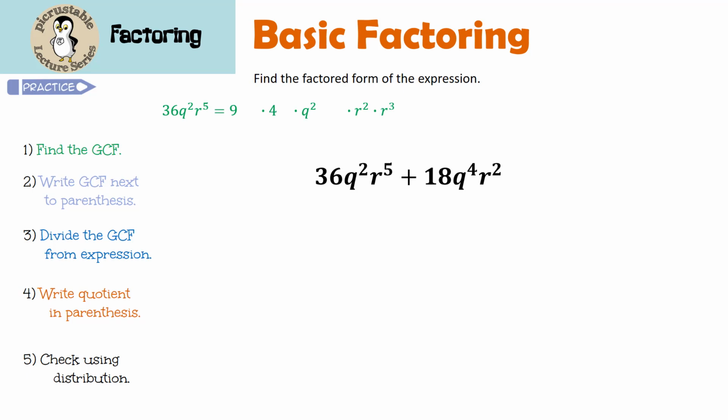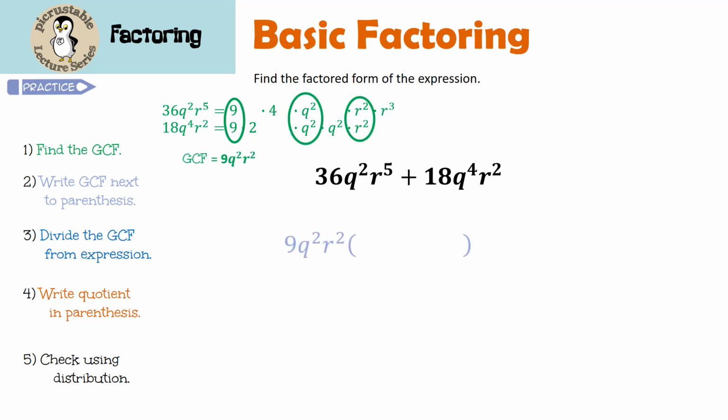36q to the second r to the fifth is 9 times 4 times q squared times r squared times r to the third. 18q to the fourth r squared is 9 times 2 times q squared times 2 squared times r squared. We're going to circle our greatest common factor. Next step, write it next to a parentheses, and now we're going to divide it out.